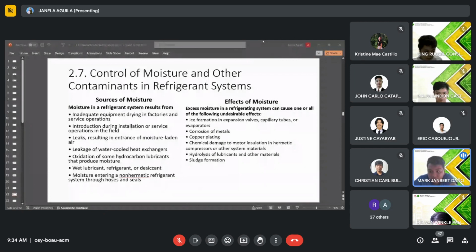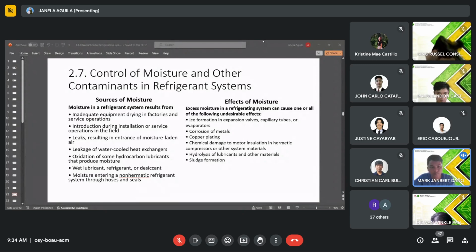Hydrolysis of lubricants and other materials. Moisture, gaya po sa metals, nagre-react din po yung ating moisture sa ating lubricants and other materials within the system na nagli-lead sa hydrolysis. This chemical reaction can degrade the quality and effectiveness of lubricants, reducing their ability to lubricate moving parts properly. Inadequate lubrication can result in increased friction and reduced efficiency of the system.